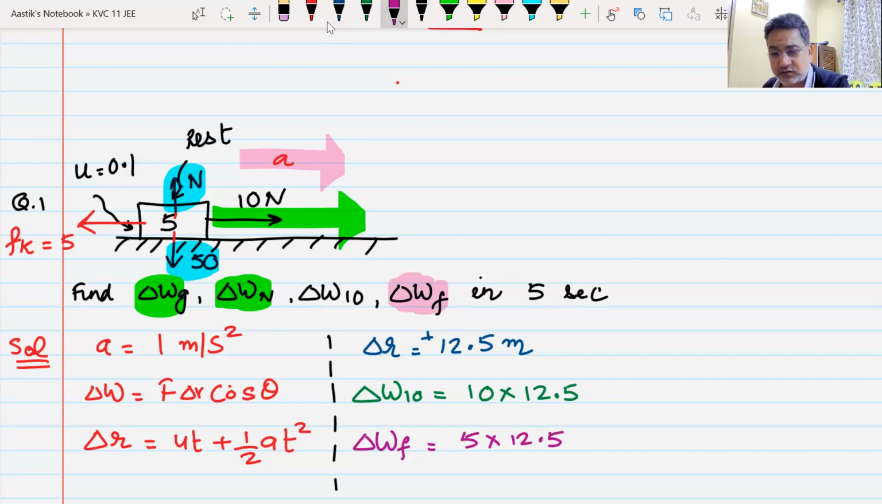Then I have to think about the angle between force and displacement. Force is in the backward direction. Displacement is in the forward direction. What is the angle between force and displacement? 180 degrees. Cos of 180 degrees is -1. That is the answer for work done by friction.